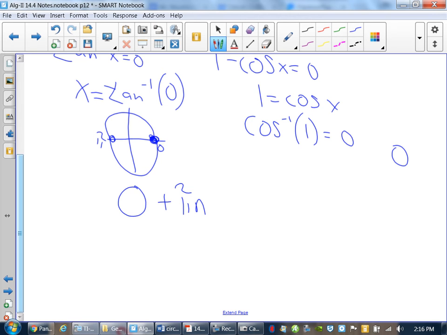Yes, ma'am. So for the cosine part, the 0, I don't have to worry about that. You're right. If this wasn't here, this would be 0 plus 2 pi n. Very good. But since this 0 is already part of this one, it's okay. All right, it works out well.